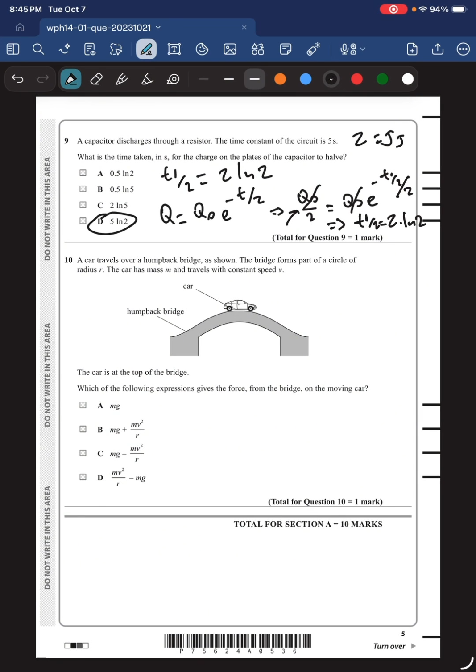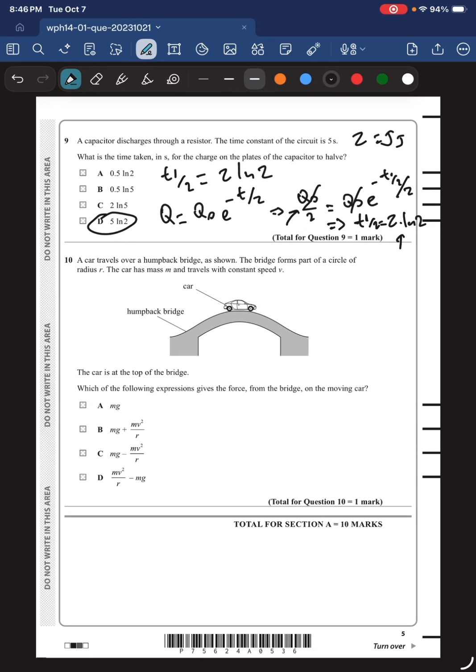Okay. If this didn't make sense, ask me in the comments and I will provide more details. Okay. Now, question 10. A car travels over a humpback bridge as shown. The bridge forms part of a circle of radius r. The car has mass m and travels with constant speed v. The car is at the top of the bridge.